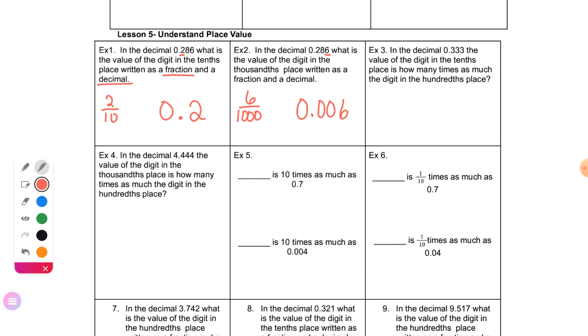Okay, example 3. In the decimal 0.333, the value of the digit in the tenths place is how many times as much the digit in the hundredths place? How do I set these ones up? Jackson? 3 over 10. Well, it's not asking me about value, so be careful. It's asking the value of the digit in the tenths place is how many times as much the digit in the hundredths place?